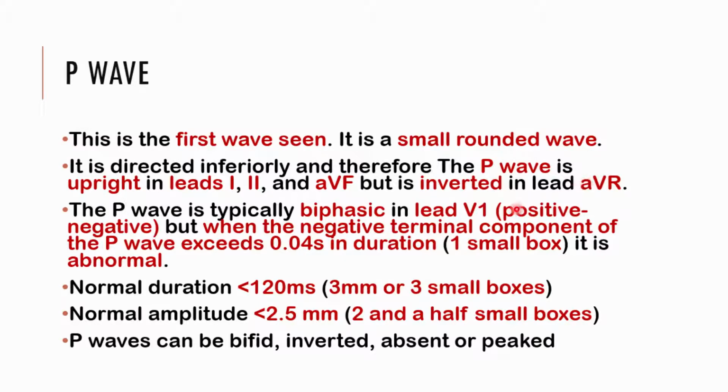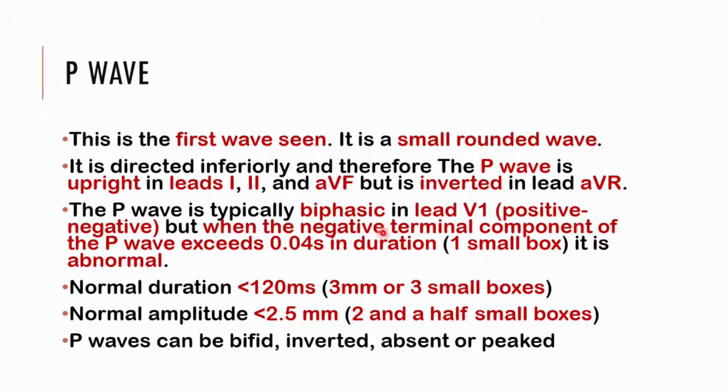Then sometimes in lead V1 you may get what is known as a biphasic P wave, which has both a positive and a negative component. But remember, the negative component of the P wave should not exceed 0.04 seconds in duration. So it should not be longer than one small box. So if it's longer than one small box, then that's abnormal.